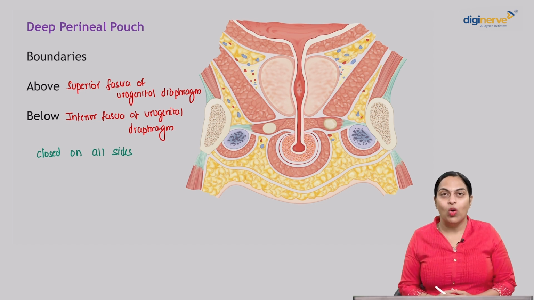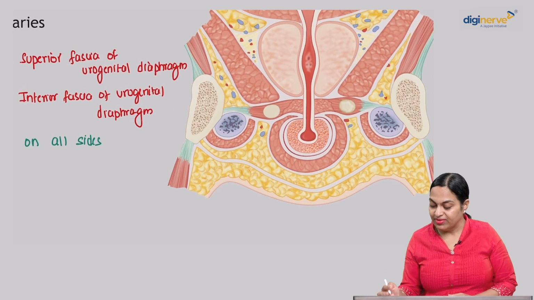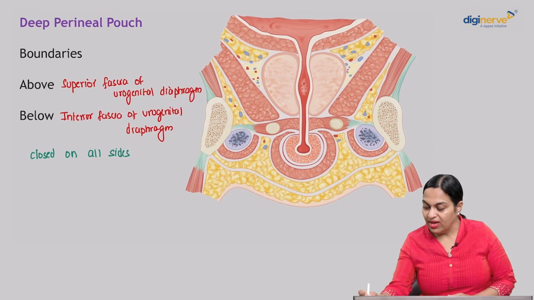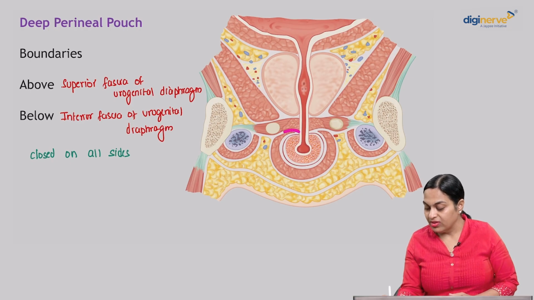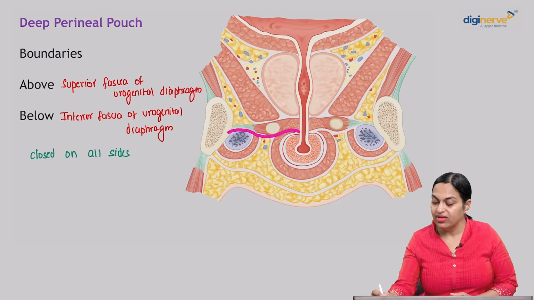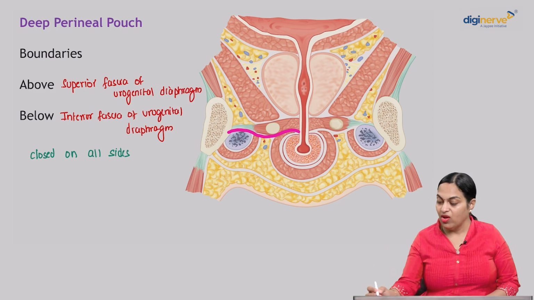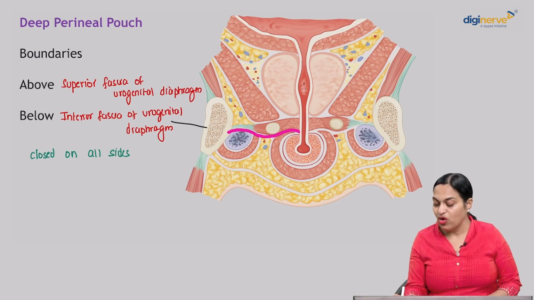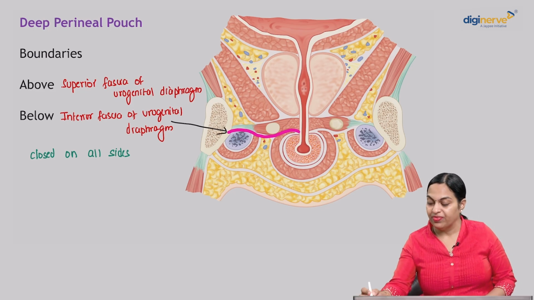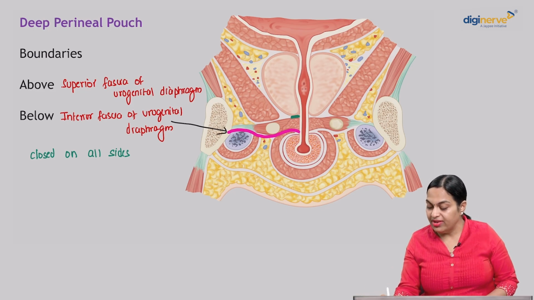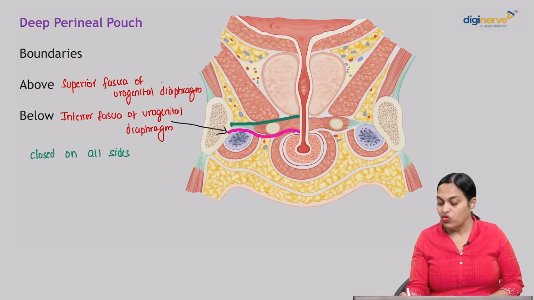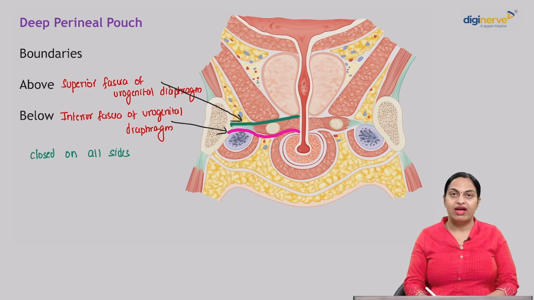Let us now do the boundaries and the contents of both the perineal pouches. So here, I'll mark the perineal membrane. What I show here in pink color, that is the perineal membrane or the inferior fascia of the urogenital diaphragm. And what I show here in green color, that is the superior fascia of the urogenital diaphragm.